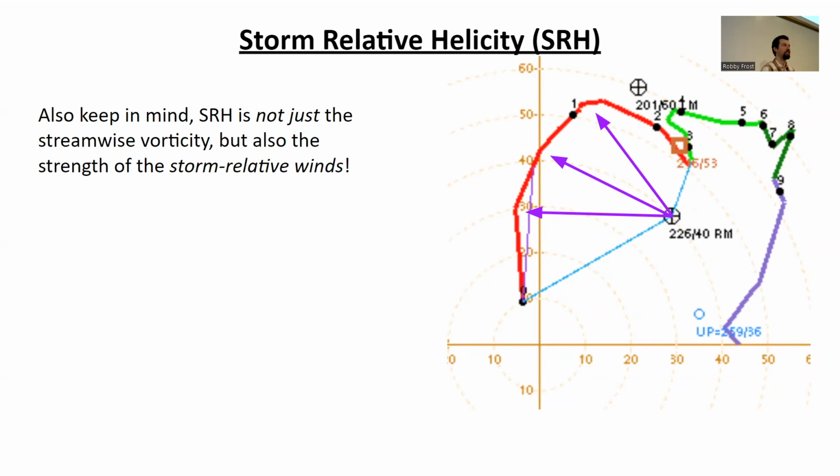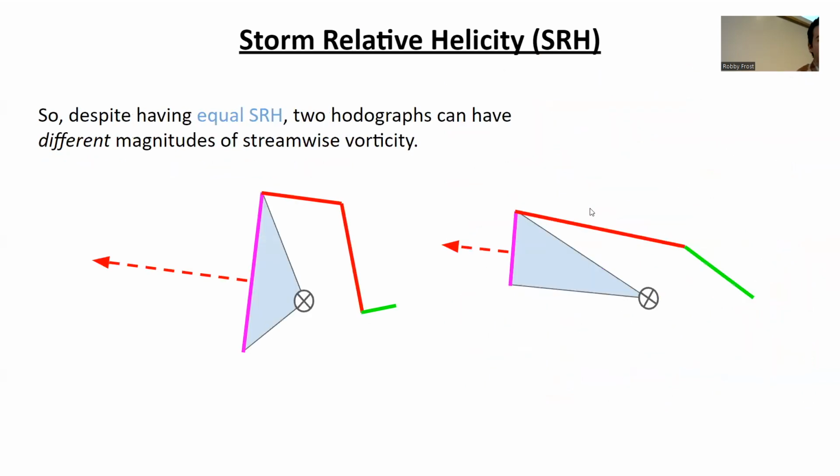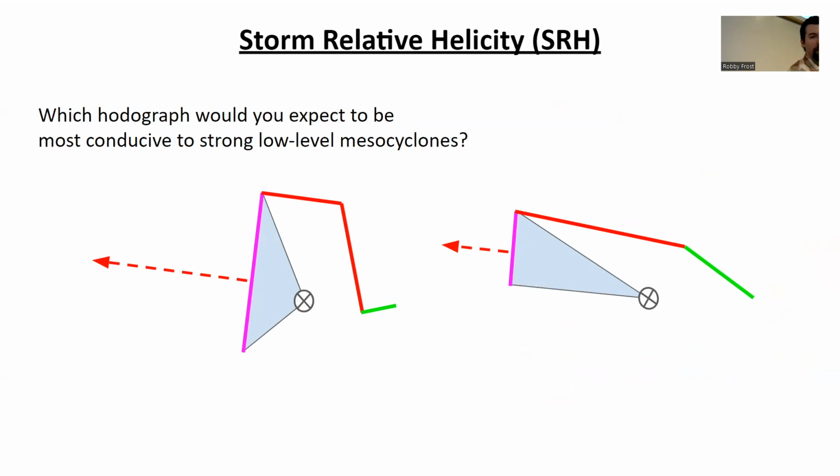But also keep in mind, this is where it gets really messy. SRH is not just the streamwise vorticity, but it's also the strength of the storm relative winds. It's these vectors here. So I could give you 2 different hodographs, each with equal SRH, and these 2 hodographs can have completely different magnitudes of streamwise vorticity. If I asked you which hodograph would you expect to be most conducive to strong low-level mesos, but I told you each of these hodographs is exactly 150 SRH, what would you tell me?